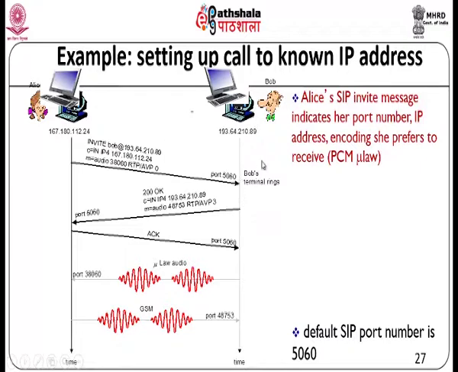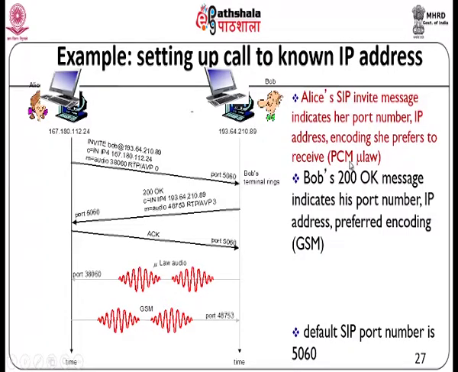So now Bob's terminal, okay, he gets this message and he'll get a ringtone at his end. Once he gets that ringtone, he will send back an OK, indicating that he is willing to take the call, right. So Alice had sent the SIP invite message indicating her port number and the IP address and the encoding that she prefers to receive. So maybe she specifies PCM, mu-law or something like that. Now Bob's 200 OK message, you can see that this OK message will also have some information about the media to be used, and here he will specify his preferred encoding, right. So that will be also specified. Now you can see that an ACK will be sent back.